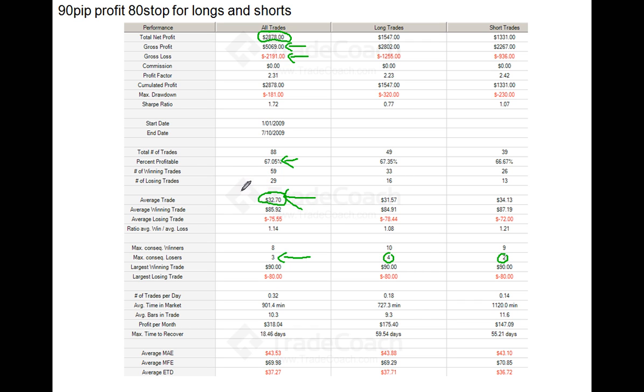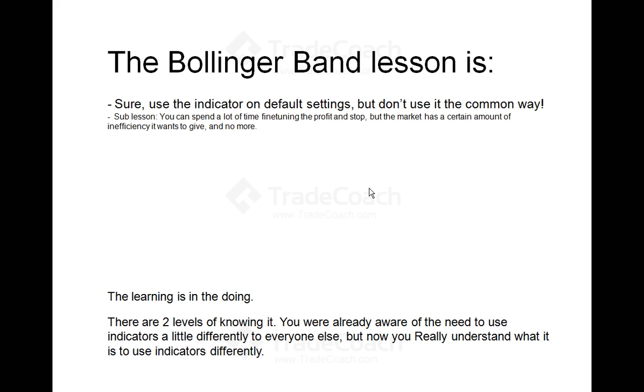So it's interesting that these systems that we build this way, on average out, this is the theory, but in reality it shows through as well. So the Bollinger Band lesson is, sure, use the indicator on default settings, but don't use it the common way. I did actually hint that people who have actually invented the indicators died poor. And if you look into it, you'll find most do. It's because they were excellent at analytical thinking, and I even hinted at Gann.